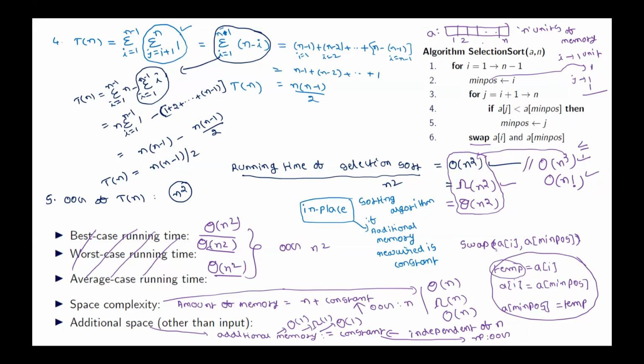In place means they sort the elements without requiring much additional memory. They require only a small amount of memory that does not depend on input size. That's why selection sort is an in-place algorithm. In place. Okay.